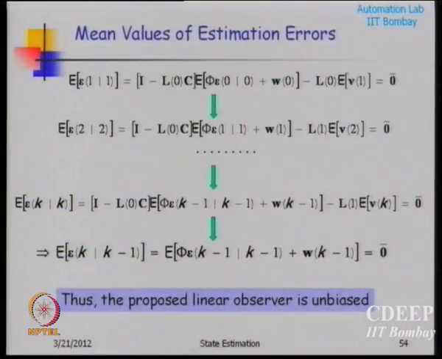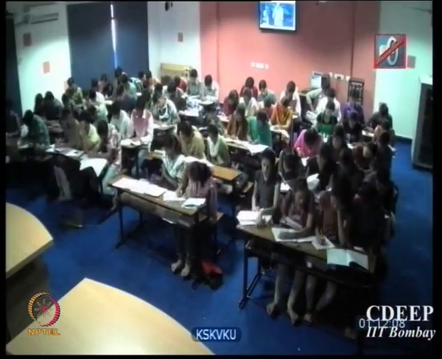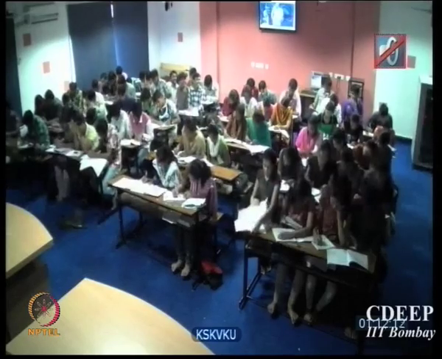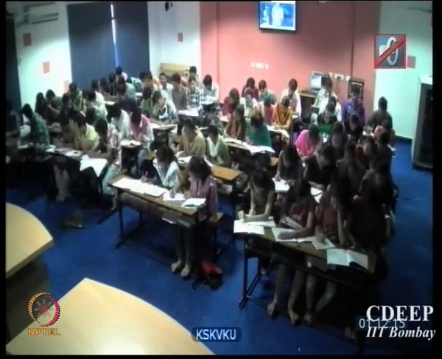See, I asked you to guess the temperature in this room. I know the true value. Each one of you will give a guess, then I will find an error. If I take the mean of all the possible error values between the true value, which I know, and the guesses you have given, that mean is 0. That's what I am saying. Is that clear?